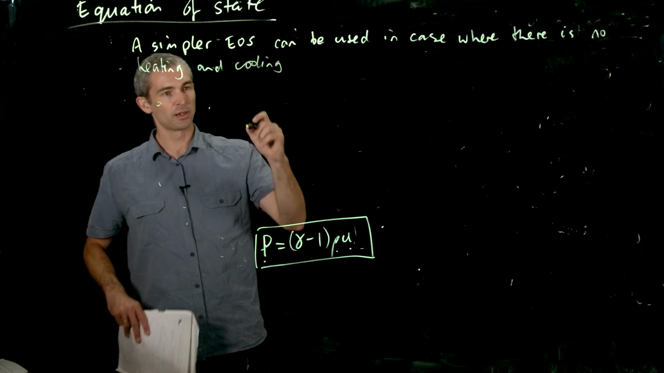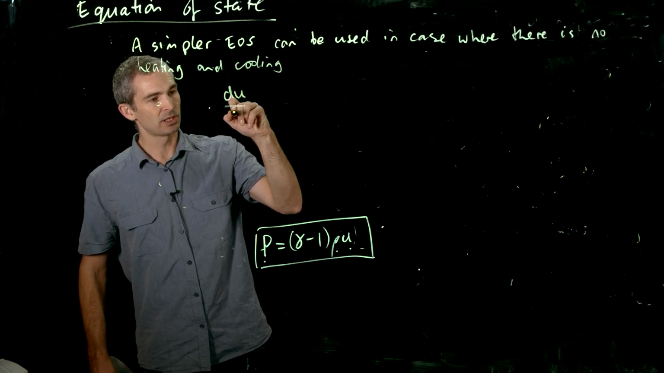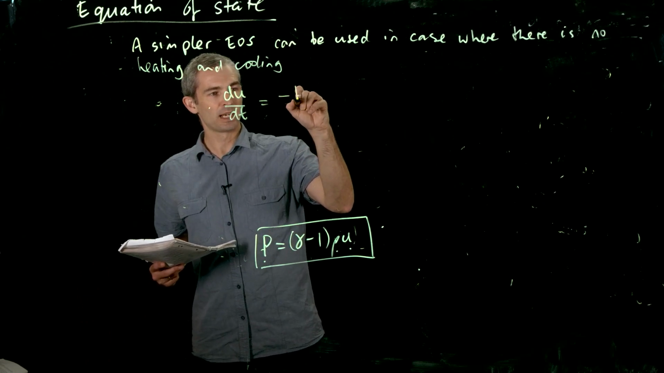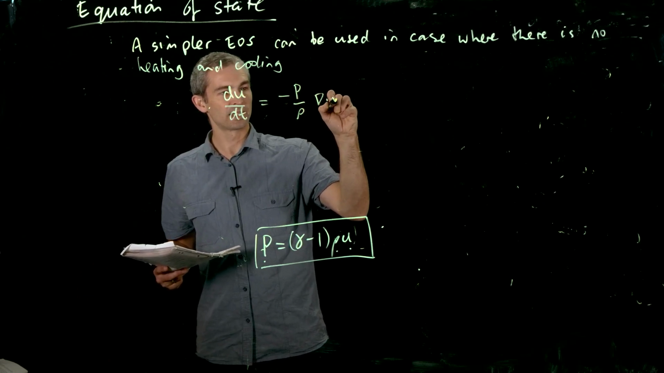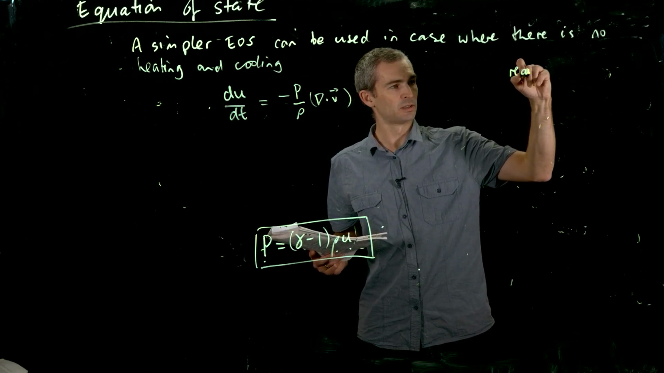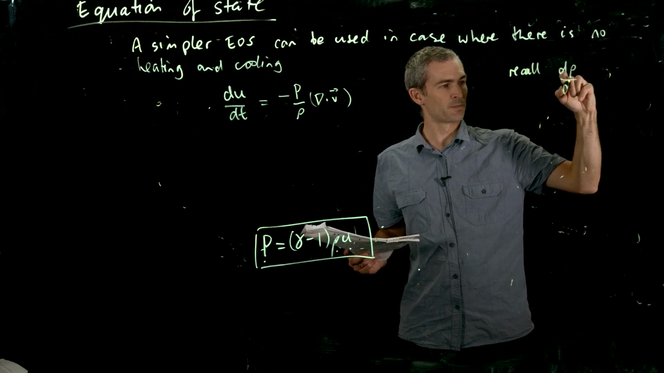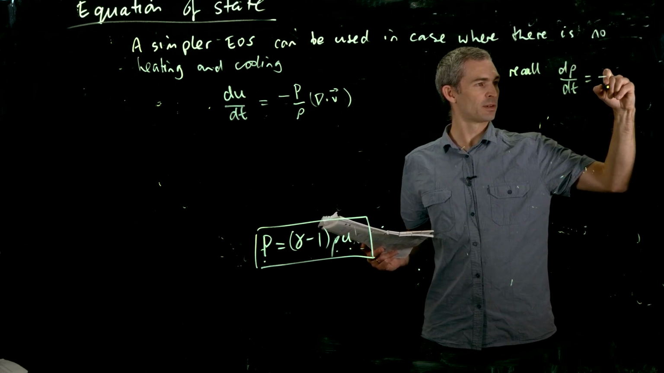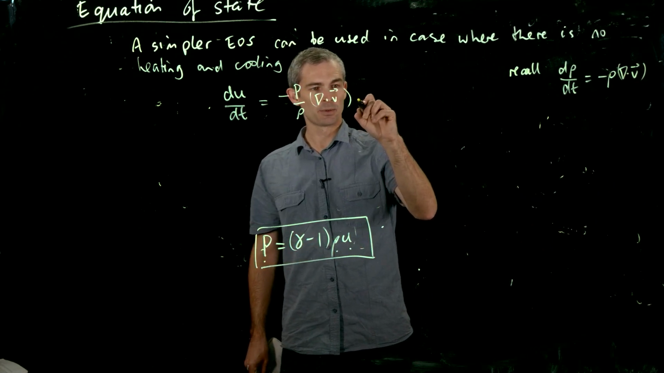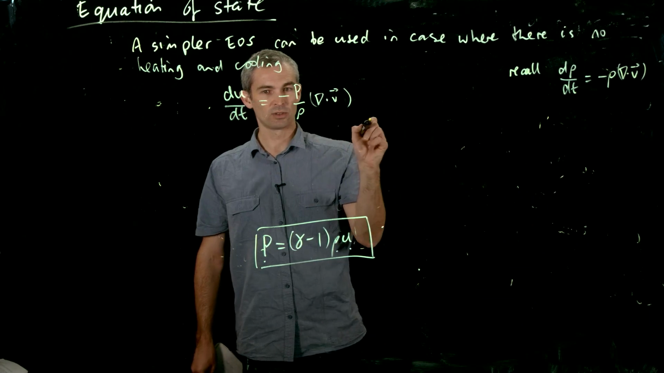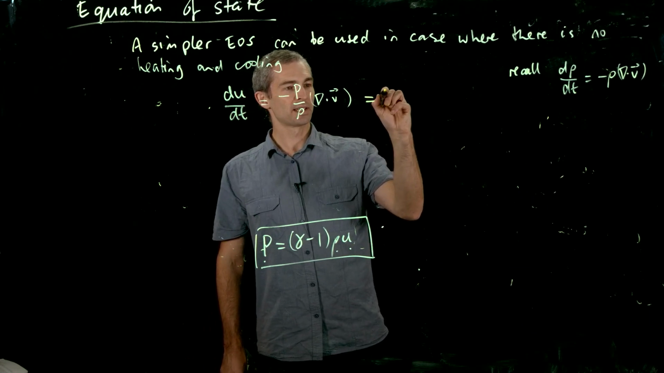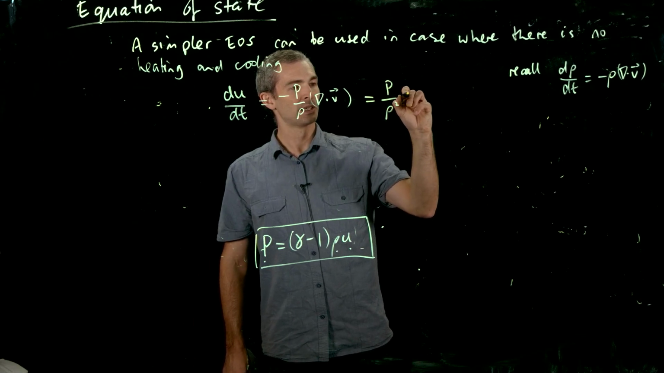What do I mean? So in particular, if we take our du dt equation, this is our energy equation. Remember, that's minus P on rho divergence of velocity. But if you remember, recall that d rho dt equals minus rho div v. And so now we've dropped our heating and cooling terms here, so these are all the terms we have in this equation if there's no heating and cooling. So this simply gives us P on rho squared d rho dt.